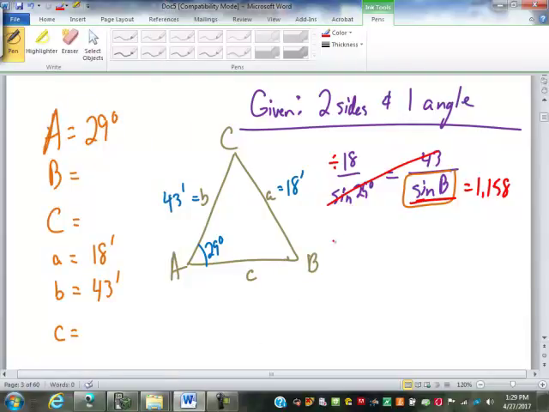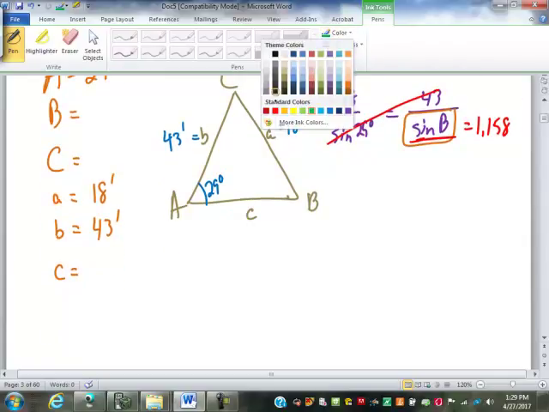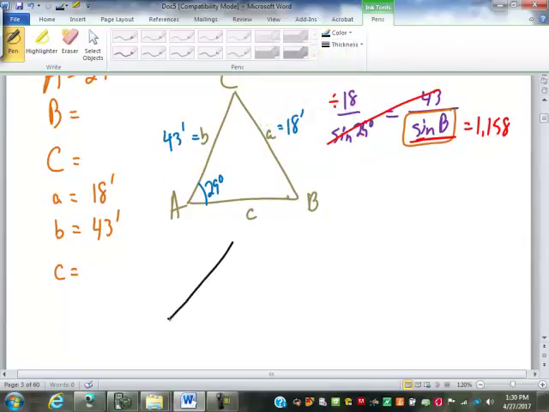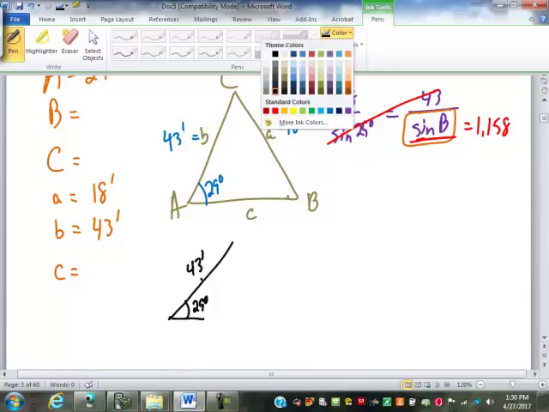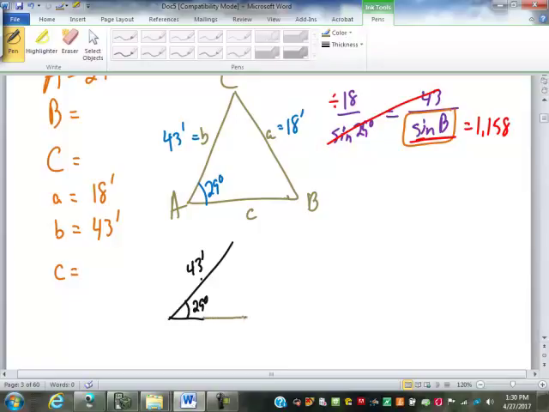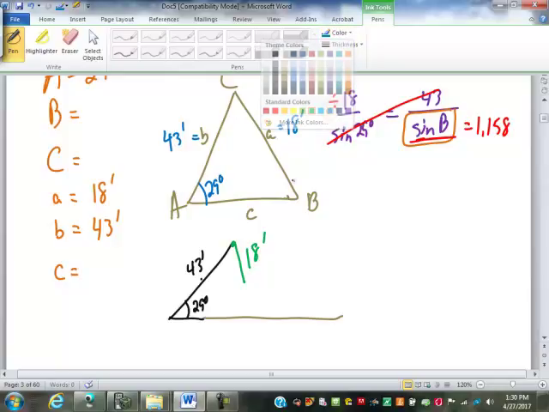Why did that not work? Well, because sometimes what we're given here is the angle 29 degrees. So that's 29 degrees. And we're given this side here is 43 feet. We don't know how long this side is. It extends out here somewhere, right? We do know that this side is 18. What it's saying is, even if that side went straight down, 18 feet would not be enough to reach back down to the bottom. Does that make sense?